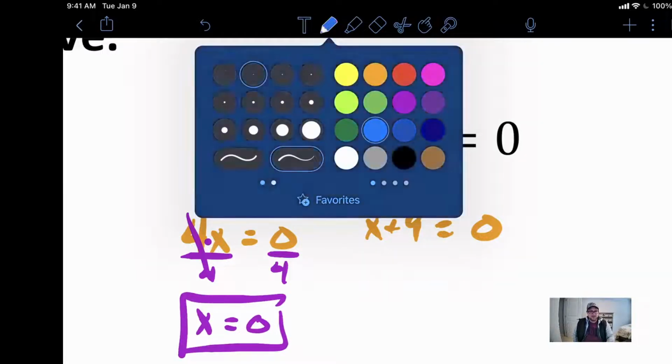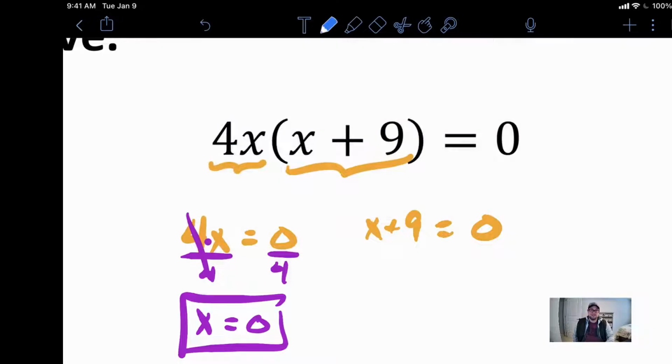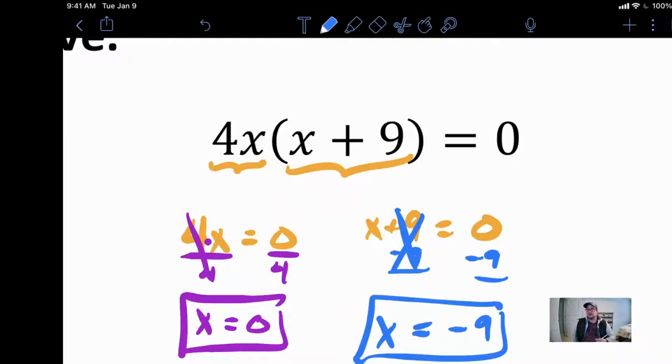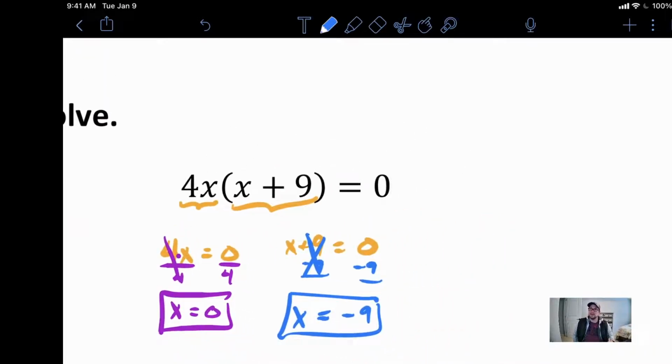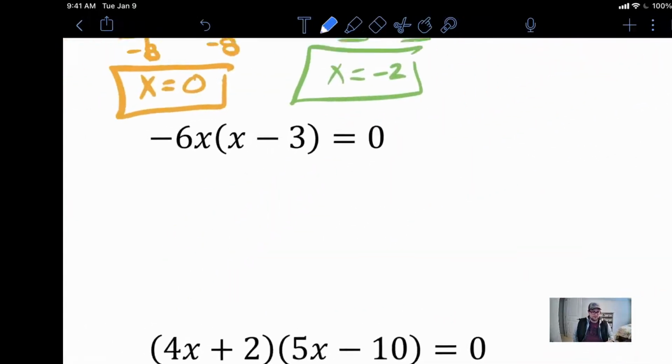On the other equation, x plus 9, to undo adding 9, we need to subtract 9. And that's going to leave us with x equals negative 9. And that will be our final answer. Nice job. Let's look at another one.